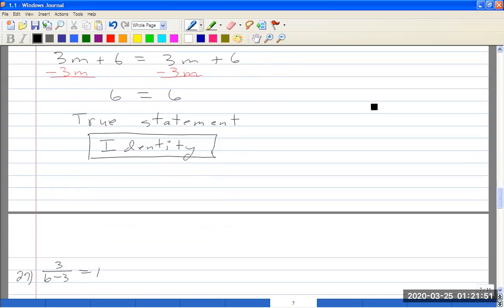Okay, so this is a true statement. So this is an identity, and there were no restrictions on my variable. Therefore, my solution is all real numbers. So x is any number between plus infinity and minus infinity. Not x, I'm sorry. Our variable was called m. And so it can be anything, any number between plus or minus infinity.